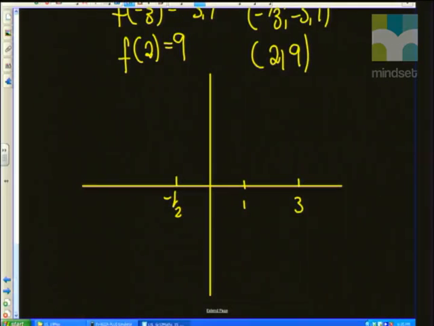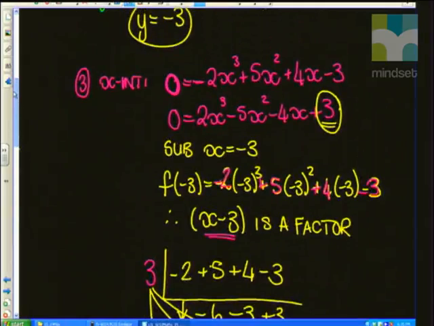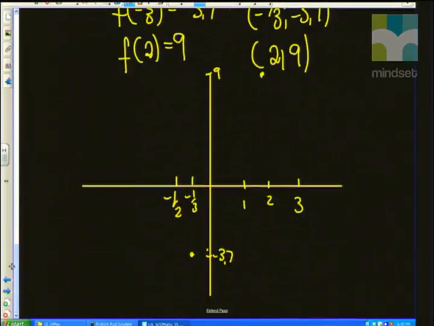Turning points. The turning point was at negative a third and negative 3.7. Okay, I'm just estimating, it's not to scale. 2 and 9. So if that's 2 and 9, we've got our points up here. And just one final thing to remember, the y-intercept was at minus 3.